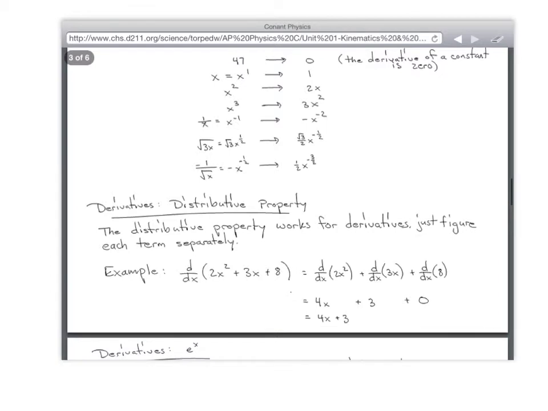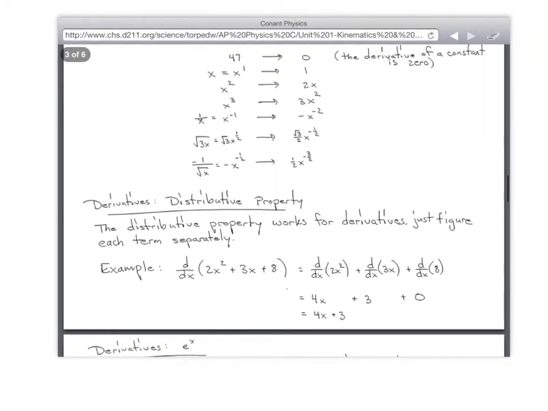Now, distributive property, which I kind of skipped over, but here it is. It turns out if you have a polynomial function, 2x squared plus 3x plus 8, you can do the derivative of the 2x squared, the derivative of the 3x, and the derivative of the 8 all separately. The answer for this comes out to be 4x minus 3. Sorry, plus 3, right. Thank you.